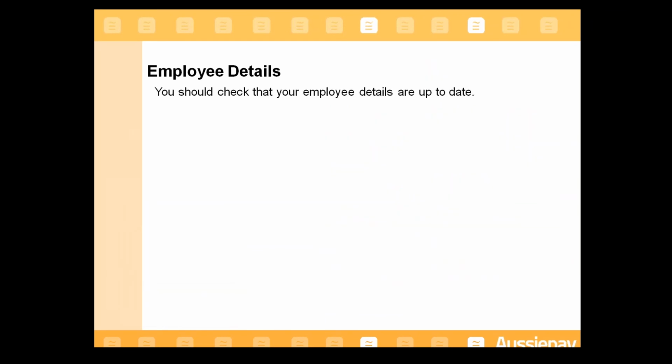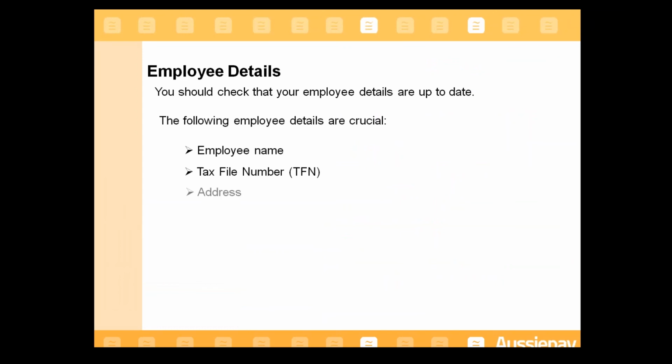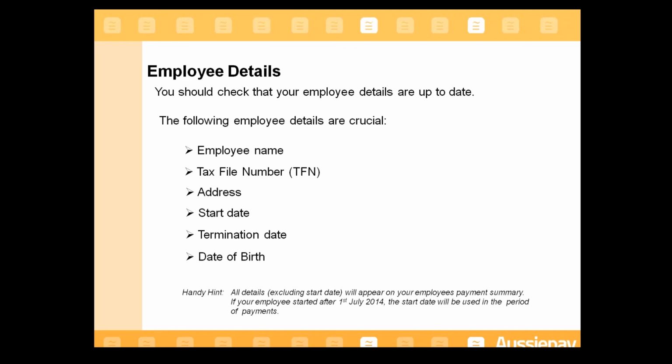Next is your employee details form. The main things to check on here are your employee names, tax file numbers, addresses, start date, termination dates, and date of birth. All of these details do appear on your employee's payment summary, but if your employee did start after the 1st of July, the start date will be used in your period of payments rather than the 1st of July.